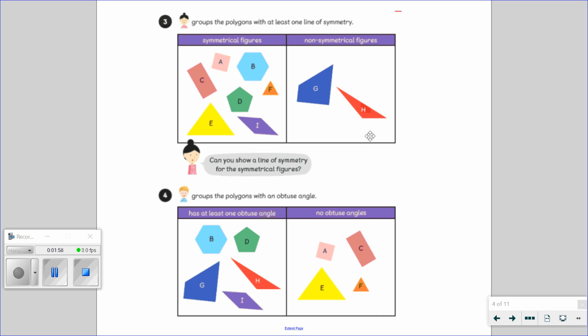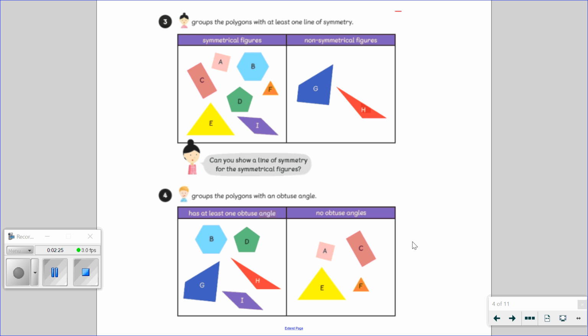Ruby has used symmetry to sort the shapes and group them into shapes that have at least one line of symmetry, so shapes that are symmetrical, same on both sides, and non-symmetrical. If we look at G and H, we can see that no matter where we try to put a line of symmetry or fold line, we would not be able to get them to overlap exactly.